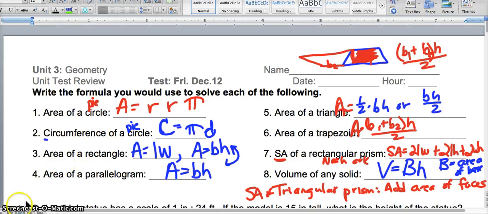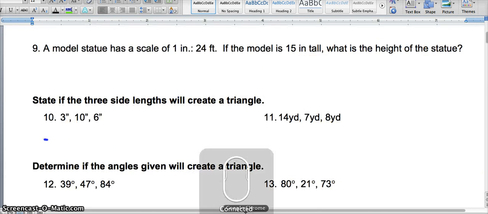These are the formulas that you will have to memorize. These will not be given to you on the test. Moving on to number 9.